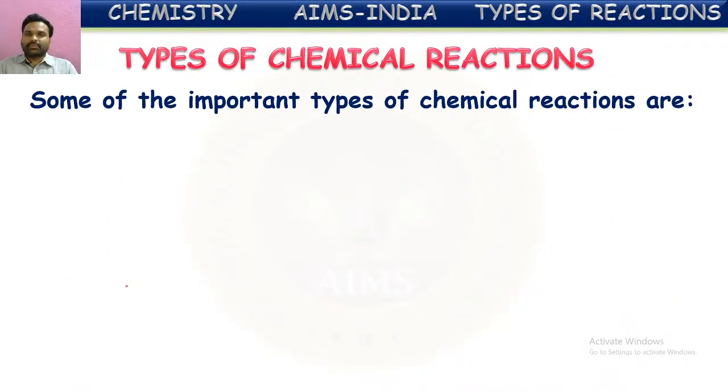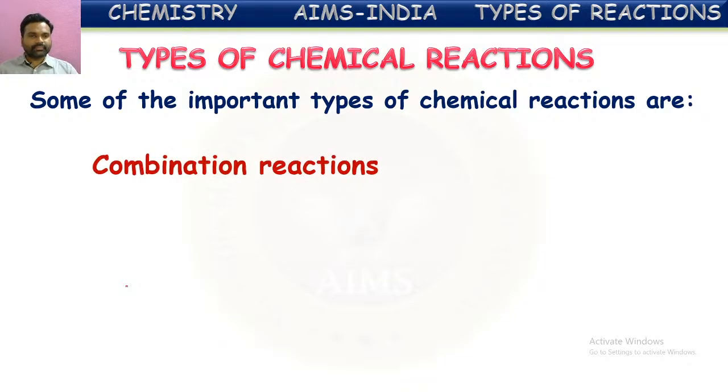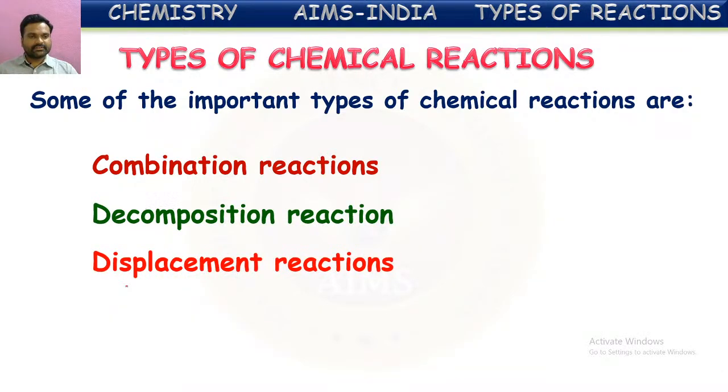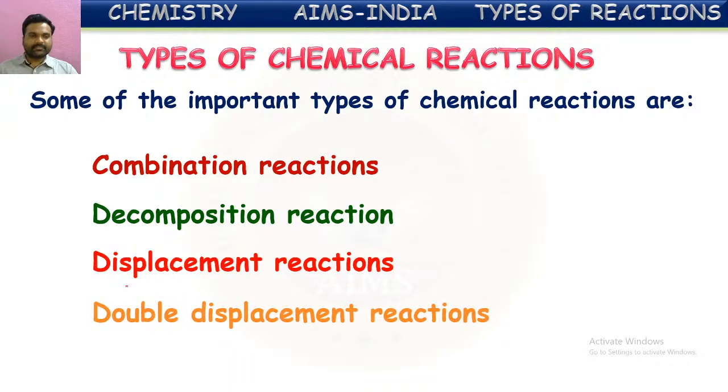There are different types of chemical reactions. Out of them, some important types we are going to discuss in this session. They are combination reactions, decomposition reactions, displacement reactions, and double displacement reactions. These are some important chemical reactions which we come across while studying chemistry and different concepts in chemistry. So let us look at these different types of chemical reactions one by one.